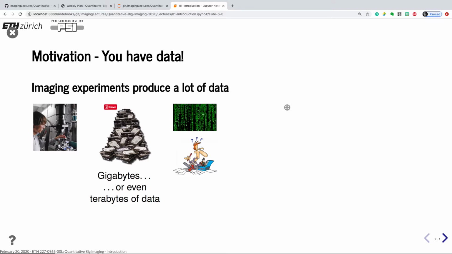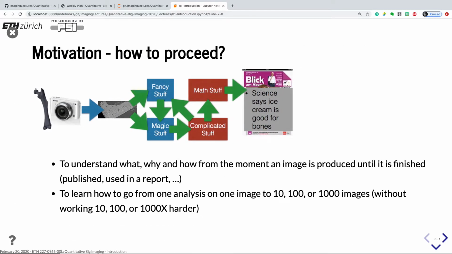I have nice images, okay, they look great, but can I really get some real information out of it? And that is what we are going to talk about here in this course. So, for example, you come up with some nice data. The data is acquired, reconstructed, and then you do some nice workflow, doing fancy stuff, doing magic stuff, do some math on top of it, and then you do something that's complicated, and well, in the end, you come up with some conclusion. In this case, ice cream is good for bones. Well, that's maybe not the one that we are going to talk about, but anyway, that could be a conclusion.